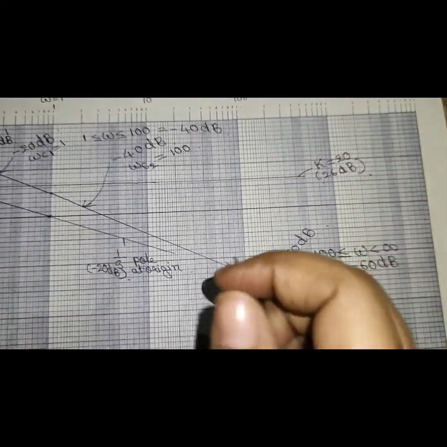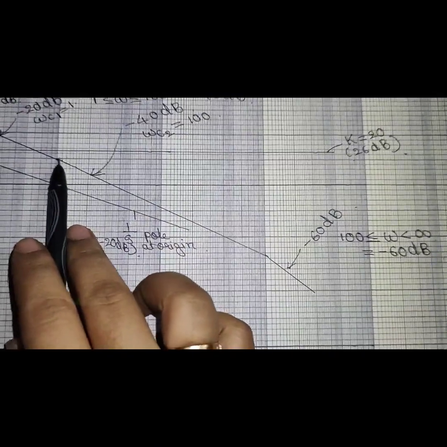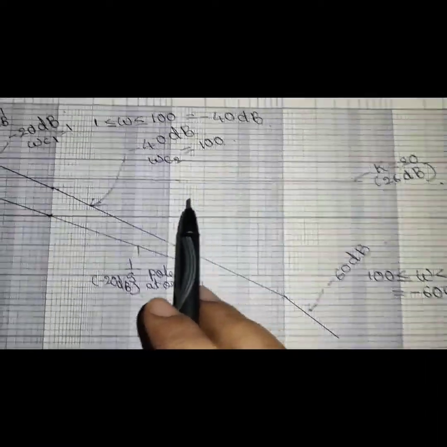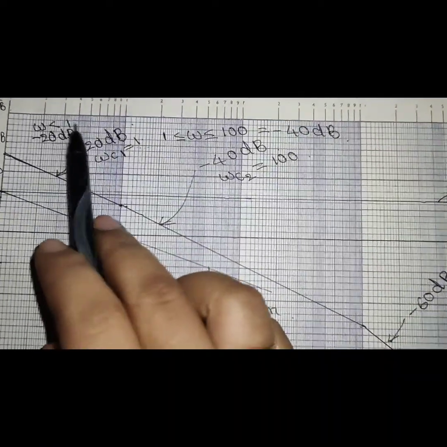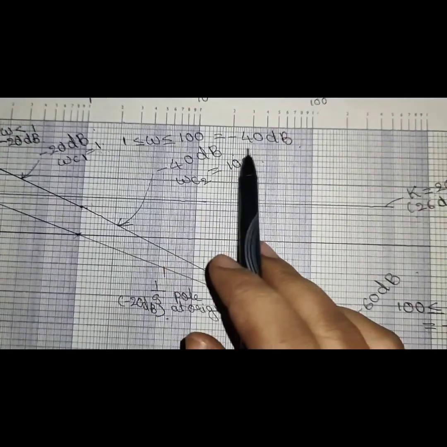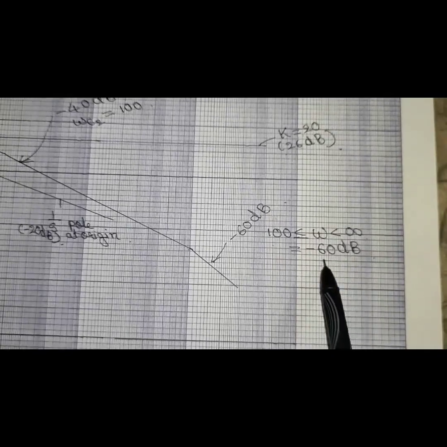So now I have marked from omega 1 to 100. Next, minus 60 decibels. I have written the condition: omega less than 1, minus 20 decibels; 1 to 100, minus 40 decibels; and from 100 to infinity, minus 60 decibels.